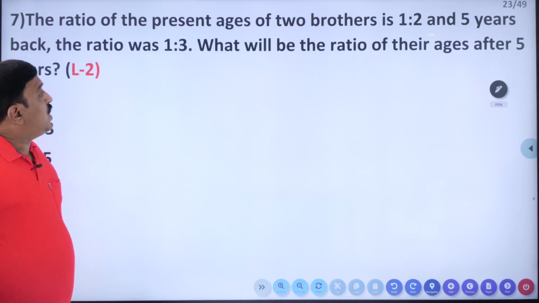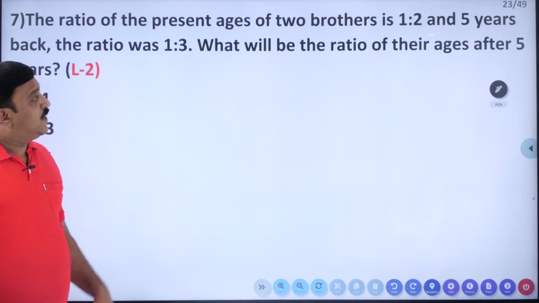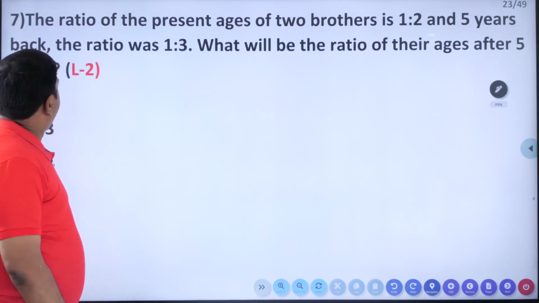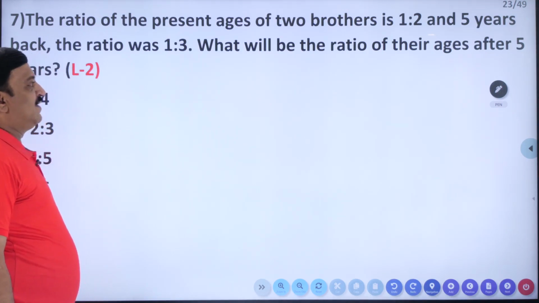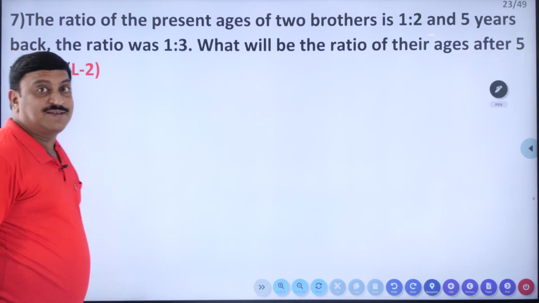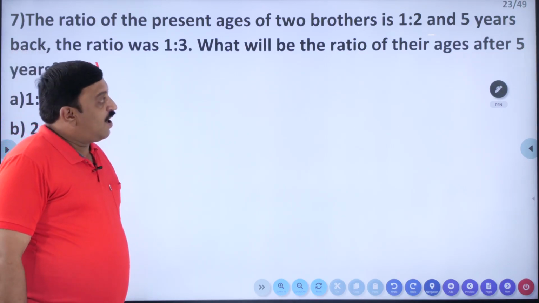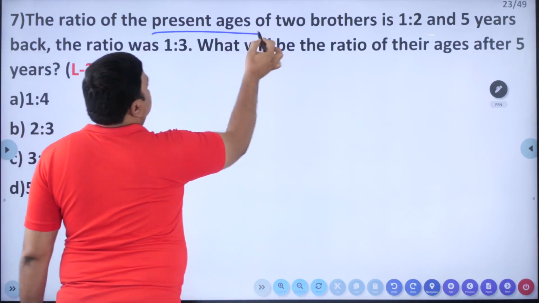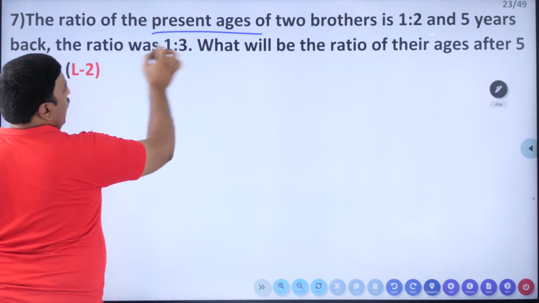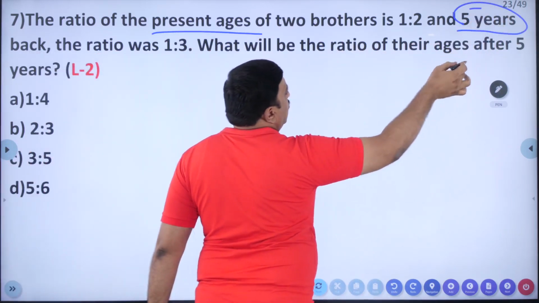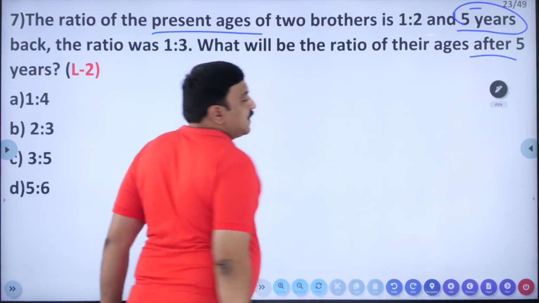Here, the ratio of the present ages of two brothers is 1:2, and 5 years back the ratio was 1:3. What will be the ratio of their ages after 5 years? Again, ratio after 5 years. First of all, they have given the present ages ratio. After that, 5 years back, minus 5 years. Again, they are asking about after 5 years, plus 5 years.